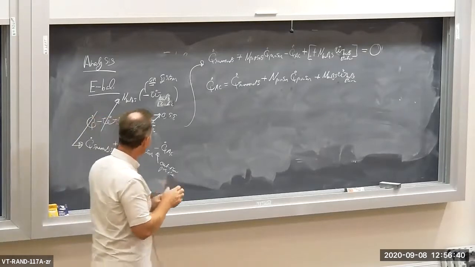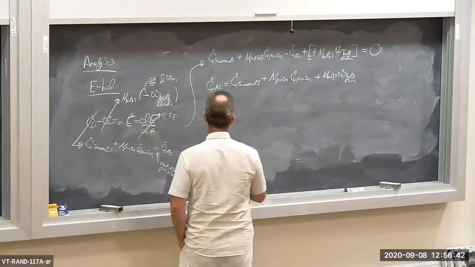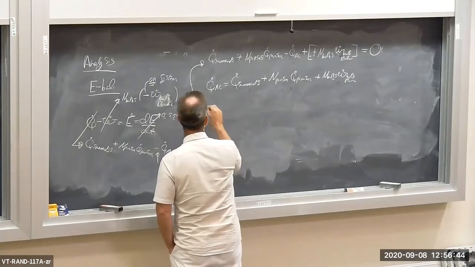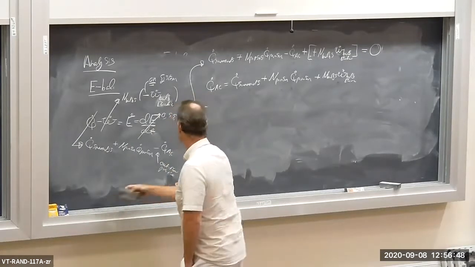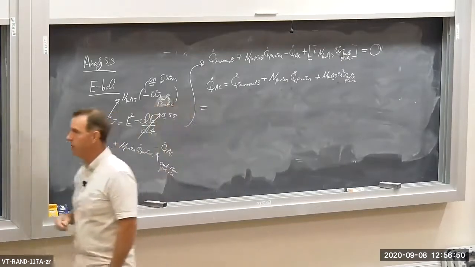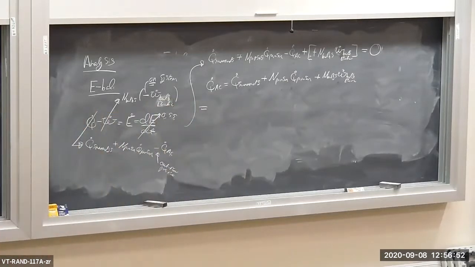Okay, let's see if we can plug in here. I think we're going to need a bit of space. So this is equal to Q dot surroundings. Let's see here. Q dot surroundings.